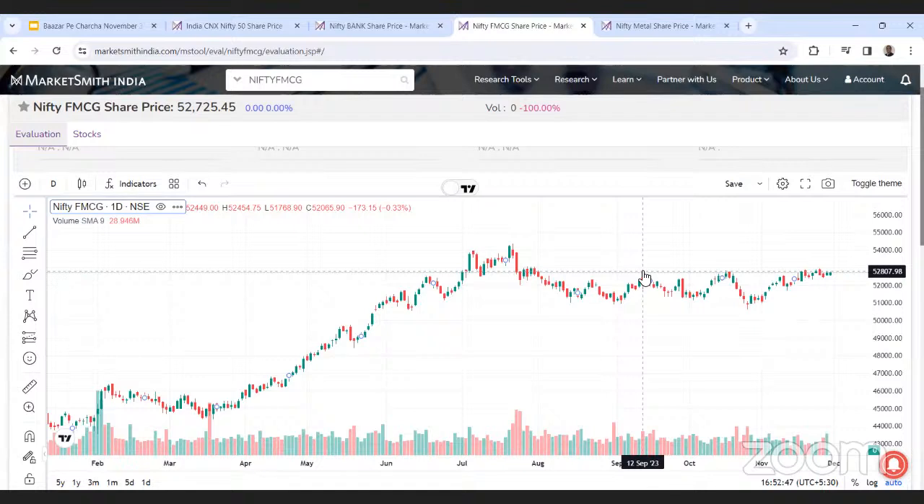Maybe by the time of the next Bazaar Pe Charcha, the picture will be more clear about what type of actions will be there. But meanwhile, once it technically crosses the 53 to 53,500 level, then I can say that at least it will be ready to move in uncharted trajectory beyond 54,000.